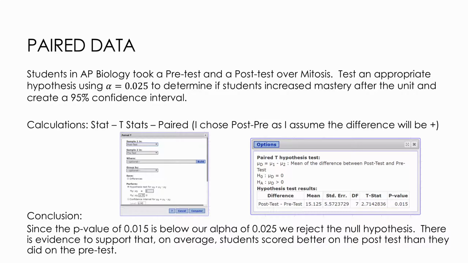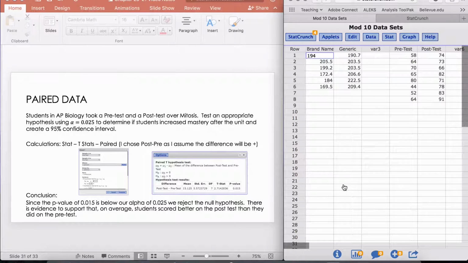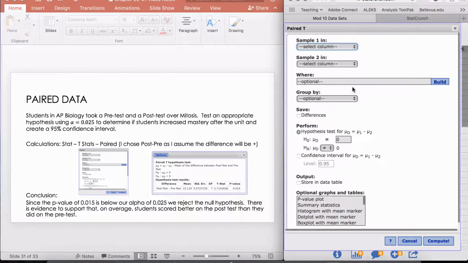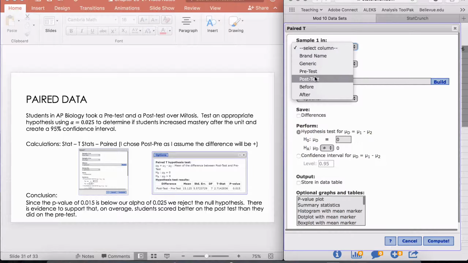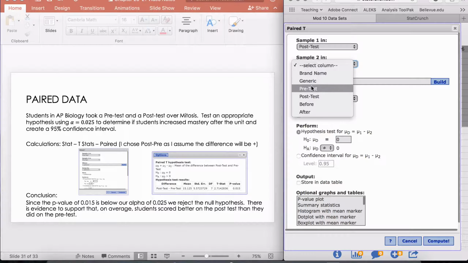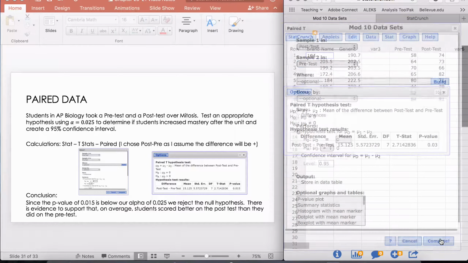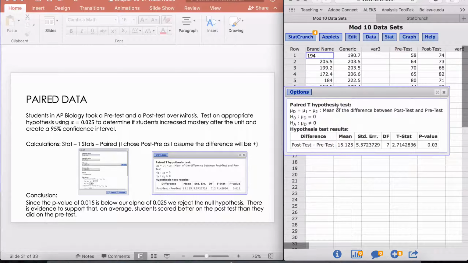Again, we're going to just use StatCrunch for everything. So here's my data already in my spreadsheet, and again I'm going to go to Stat, T-Stats. This time I'm going to go to Paired. And notice they didn't ask me if I had a summary, they just know that I'm going to be using data. I chose post-test minus pre-test. I suggest you do the same. In this case, we're going to do a test first. So I'm going to click Compute.